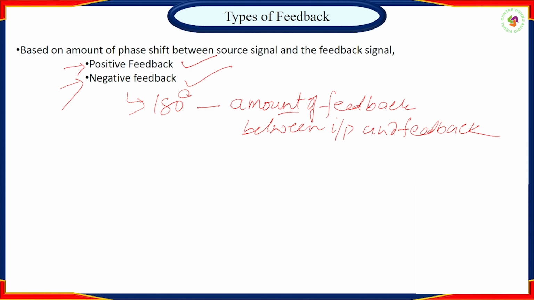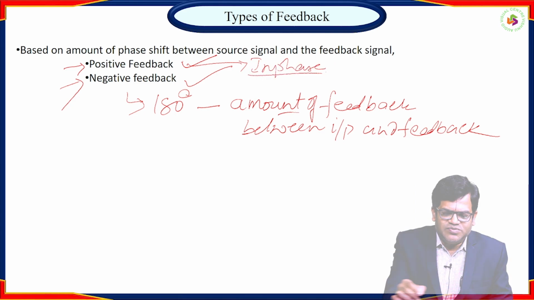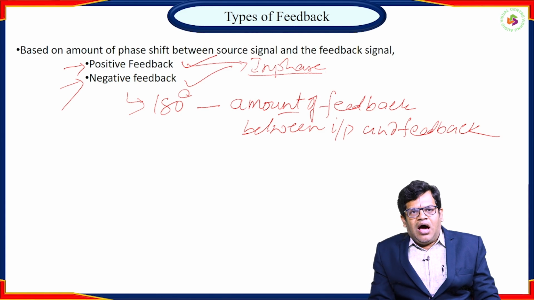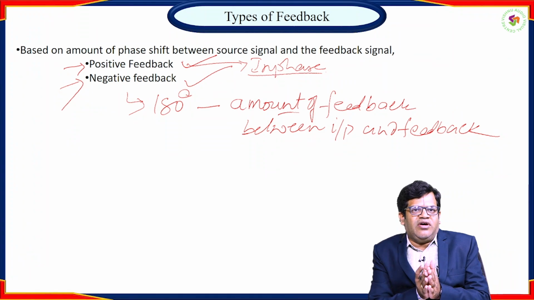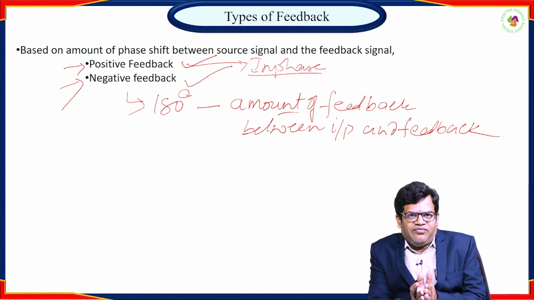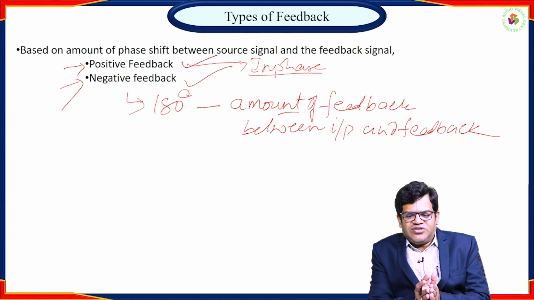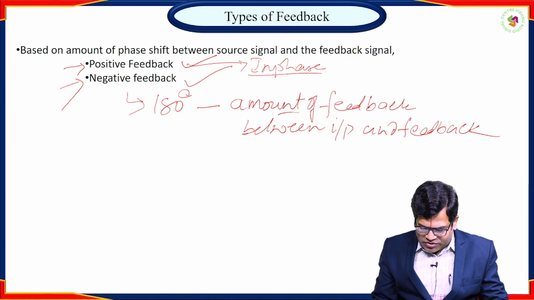In the opposite case, if the source input signal and the feedback signal are both in phase, then you call that feedback principle positive feedback. So defining this feedback concept, we have two kinds of feedback. One is positive feedback, where the input and the feedback signal are related in such a way that both of them are in phase. And if there exists a 180 degrees phase shift between the input and the feedback signal, then that is called the negative feedback circuit, right?